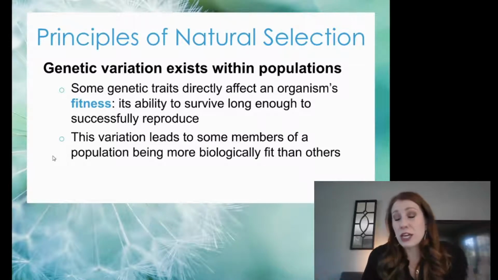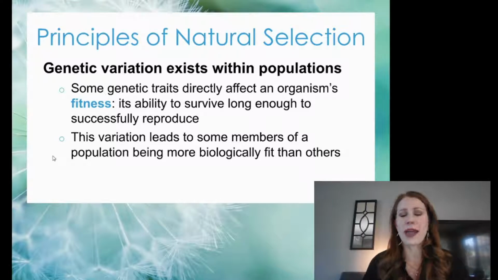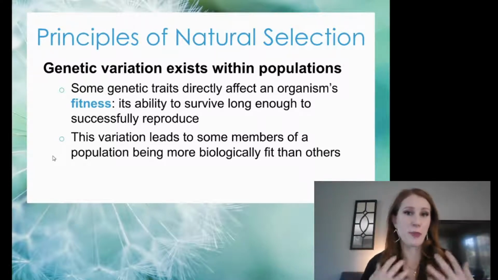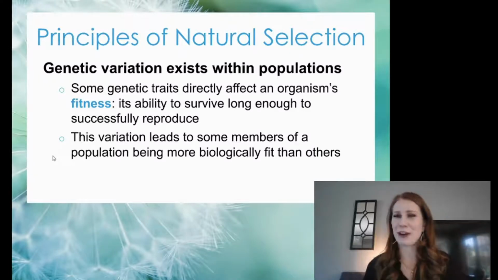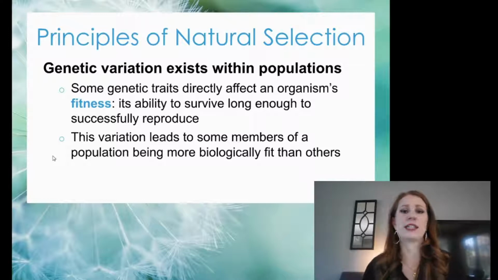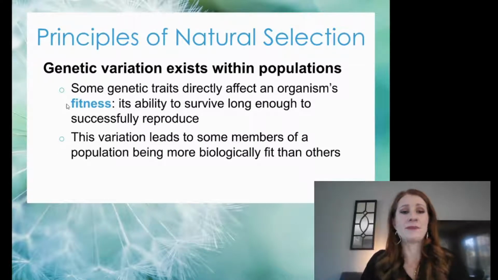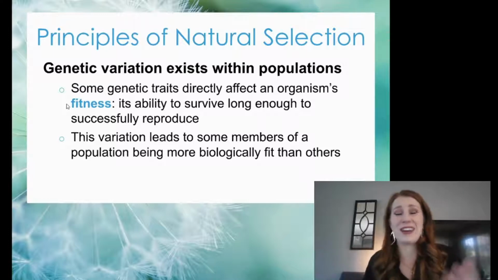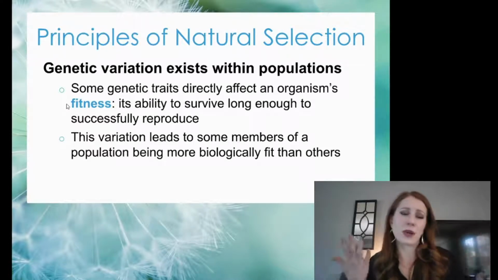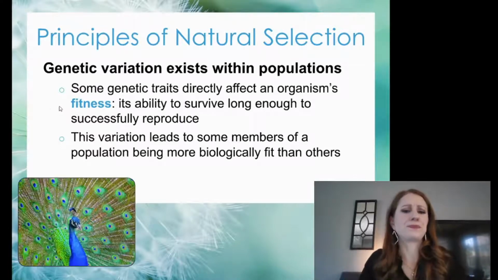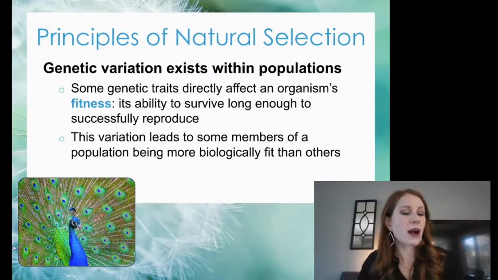Coloring could make a difference. If you are a white moth and the forest you're in has mostly dark brown trees, you are going to be very visible to predators. So you would want to have a darker coloring to be fit for that environment. It just depends on the environment. Some traits can be fit for one environment and not for others. So it really just depends on the surroundings and where that organism lives. So here we've got a peacock.